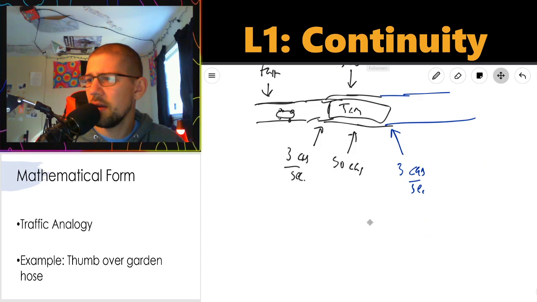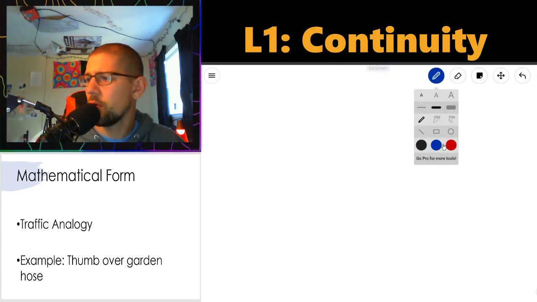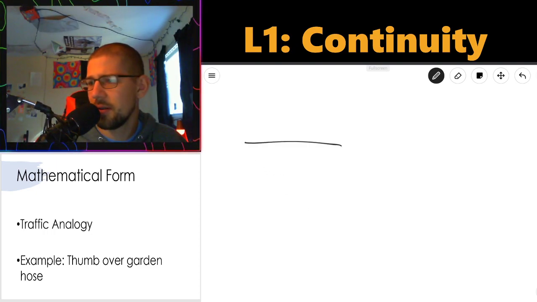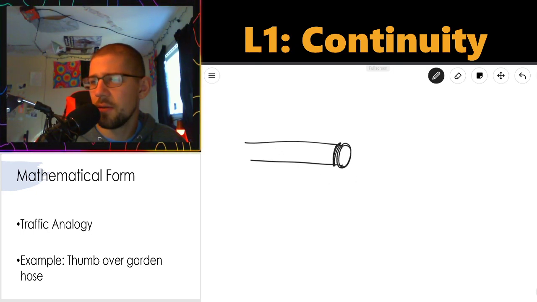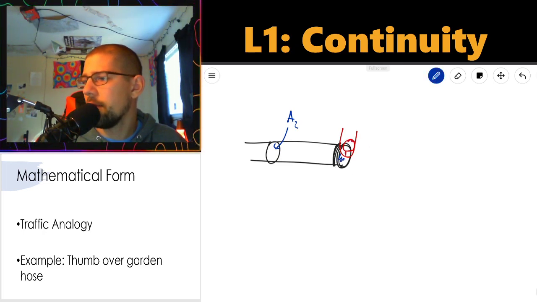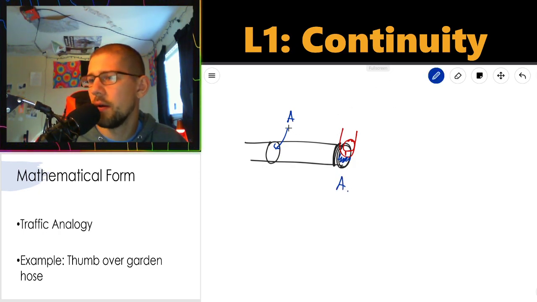Another example that I like to use, one that folks who grew up in the suburbs might know, is the thumb over the garden hose. If you have a garden hose, you've got some region where water is flowing through this cross-sectional area, A1. If you put your thumb over part of it, you're effectively making the surface area smaller. Let's change my notation. We'll put A1 here, A2 here. This little crescent shape is my new cross-sectional area.